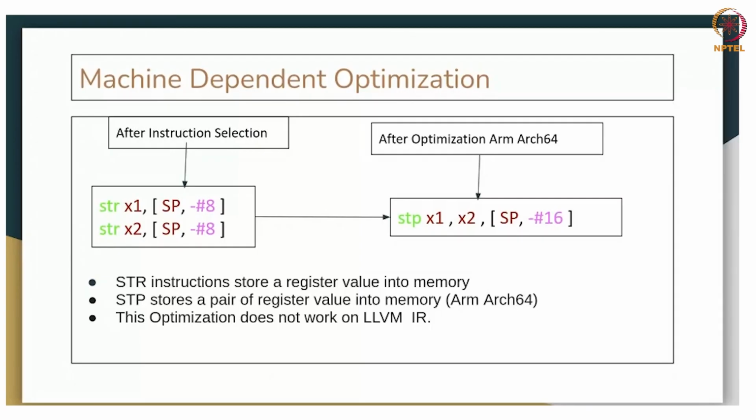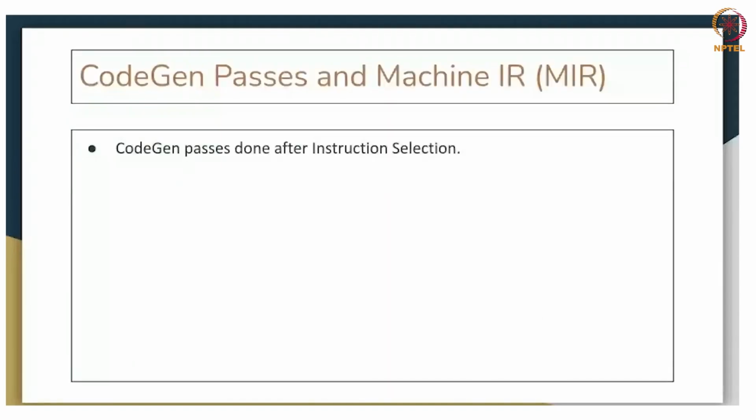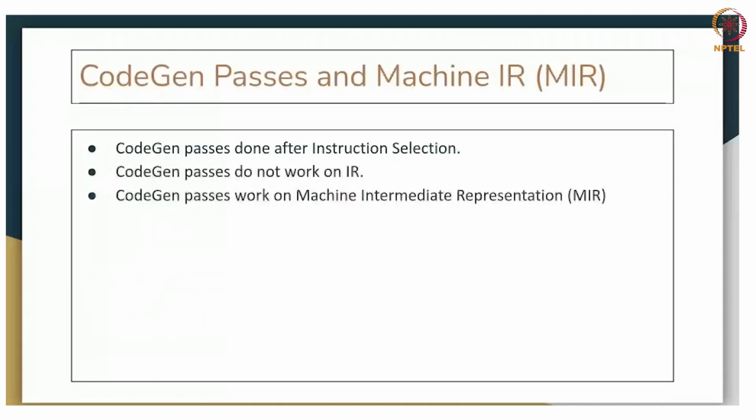So the important point here is that it's architecture independent, so it does not work on LLVM. So these code generation passes work on machine IR, done after instruction selection. So code generation passes do not work on IR; they work on machine intermediate representation.